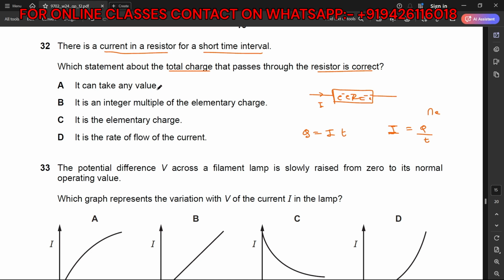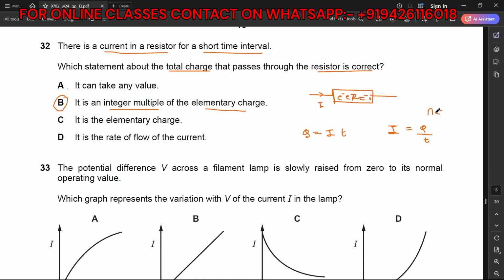It can take any value if it's in the format of a multiple of an elementary charge, because charge is quantized. So let's see if this is correct or not. Let's read option B: it is an integer multiple of the elementary charge. So this is what is meant by charge is quantized. So for sure B is going to be our answer. It's going to be an integer multiple.